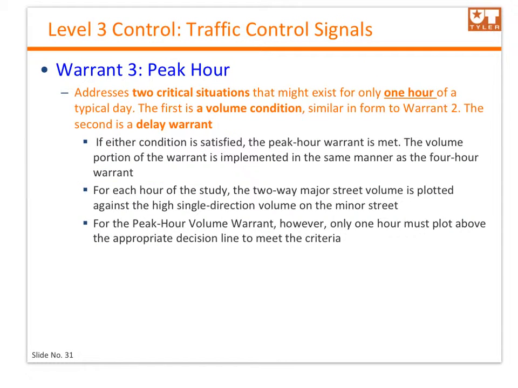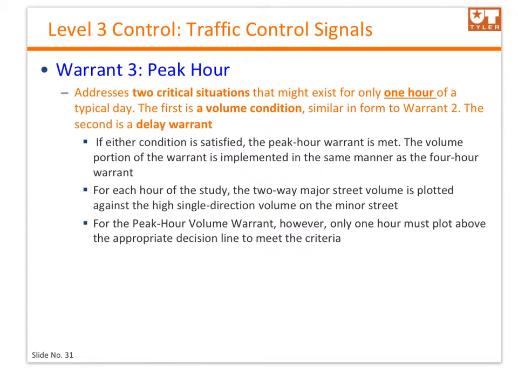How about warrant 3? Warrant 3 has to do with the peak hour. It really addresses 2 critical situations that might exist for only 1 hour of the typical day. So these 2 situations, the first is the volume condition, which is similar to warrant 2, and the second is the delay warrant. So how can we meet this criteria or warrant? If either condition is satisfied, the peak hour warrant is met, and the volume portion of the warrant is implemented in the same manner actually as the 4-hour warrant.